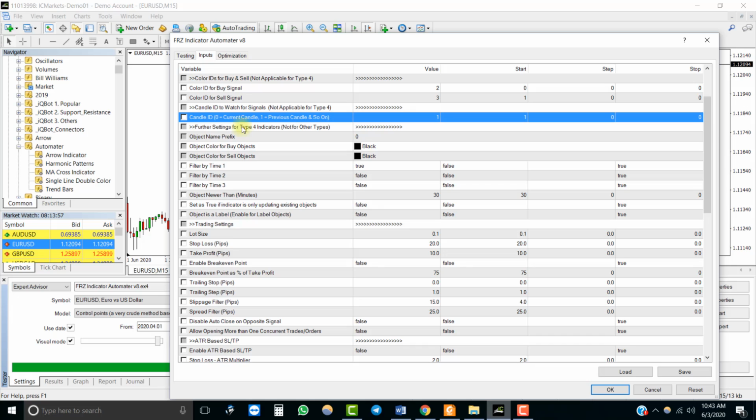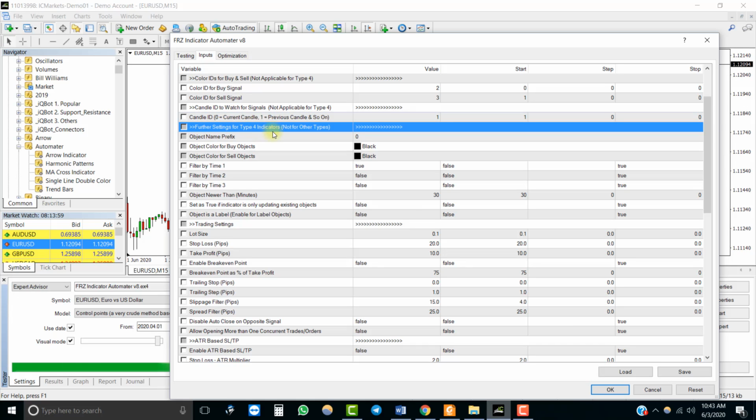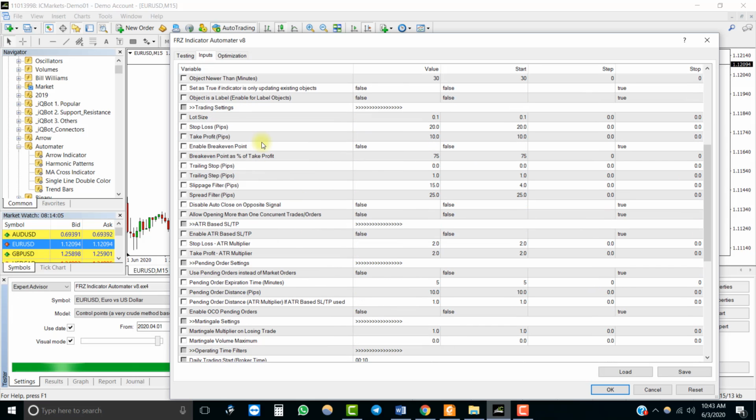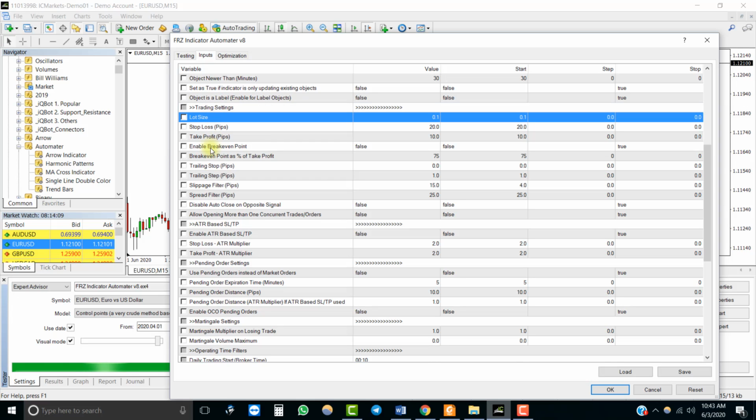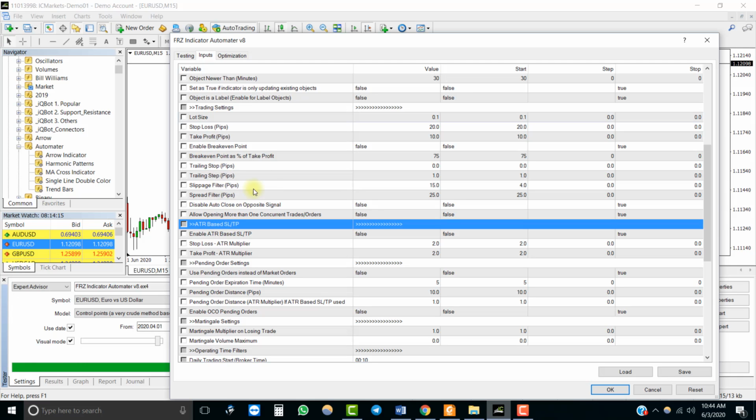Now these settings are applicable for objects based indicators only. Therefore you can leave these settings. But here these trading settings are applicable for all indicators. You can change them as necessary.